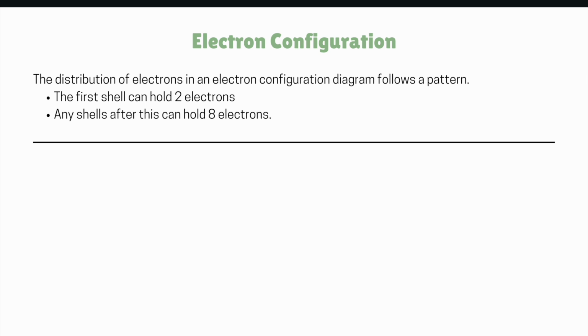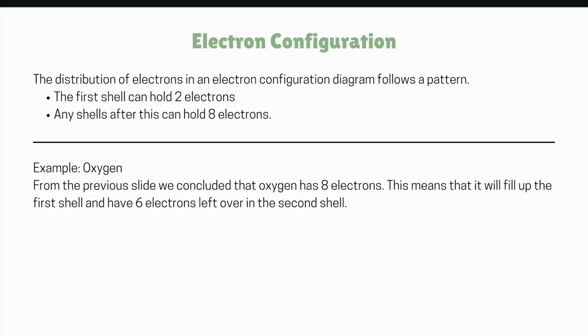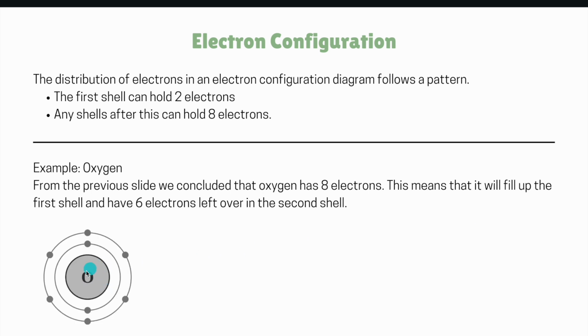So let's consider the example of oxygen, as we were talking about before. From the previous slide, we concluded that oxygen has 8 electrons. So this means it will fill up the first shell with 2 electrons and have 6 electrons left over in the second shell. And it will look something like this. This would be the nucleus, and we are only representing the electrons. This first shell has 1, 2, and the second one has the rest of the electrons, 1, 2, 3, 4, 5, 6. And we can see that it didn't fill up the second shell.